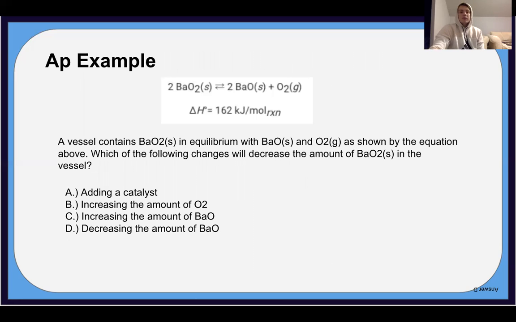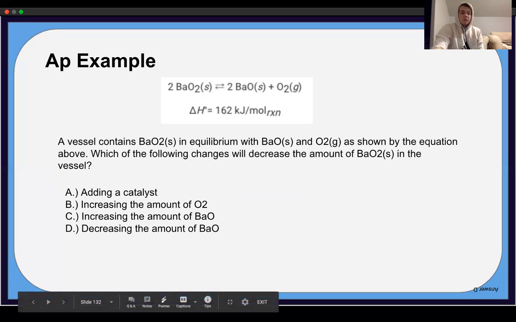The AP example says a vessel contains BaO2 in equilibrium with BaO and O2 as shown by the equation above. Which of the following changes will decrease the amount of BaO2 in the vessel? And you can take a minute to pause the video and figure it out for yourself.